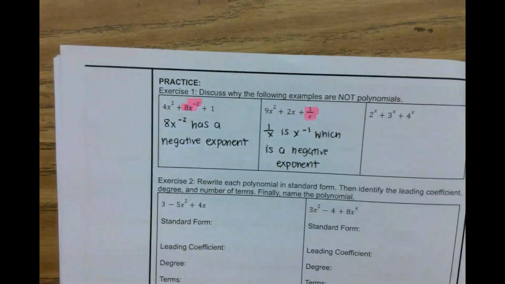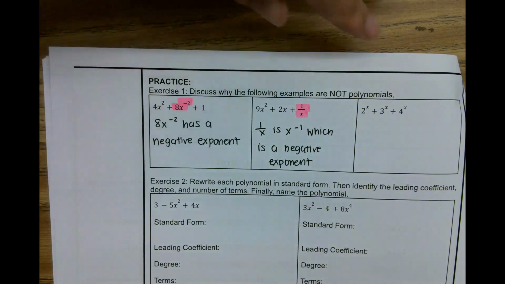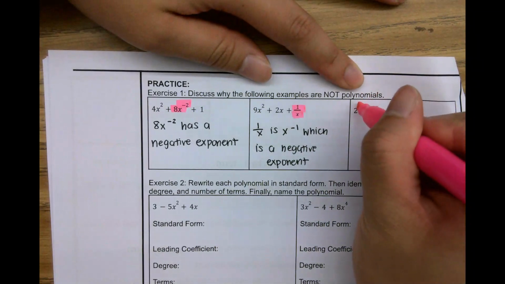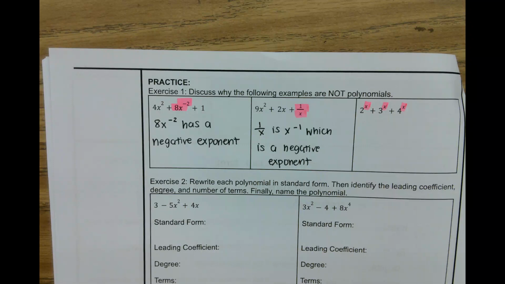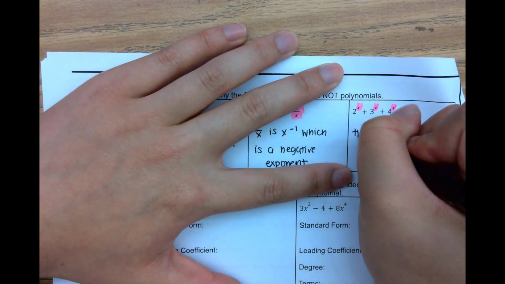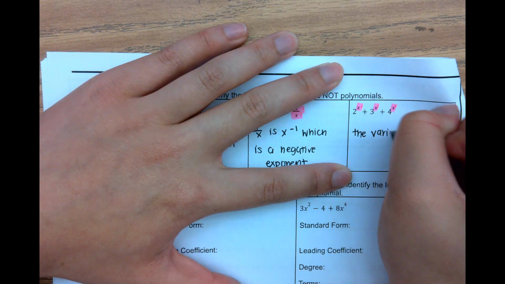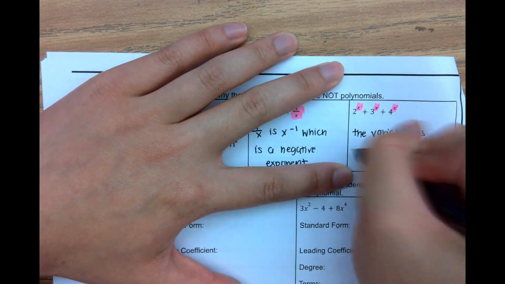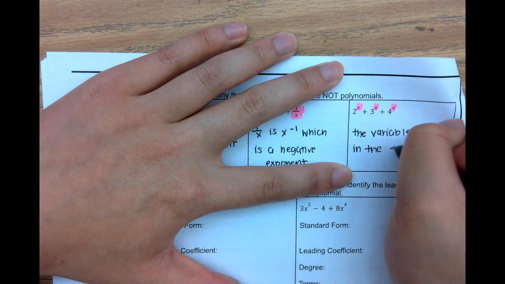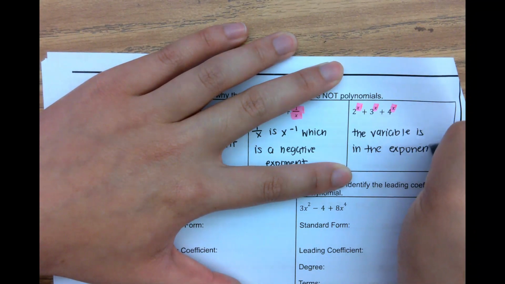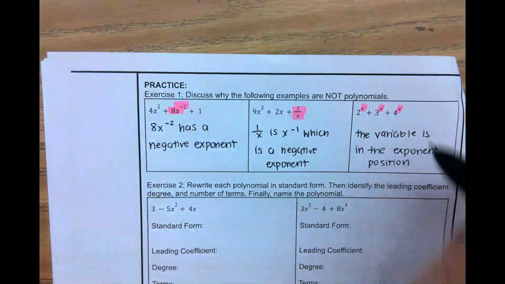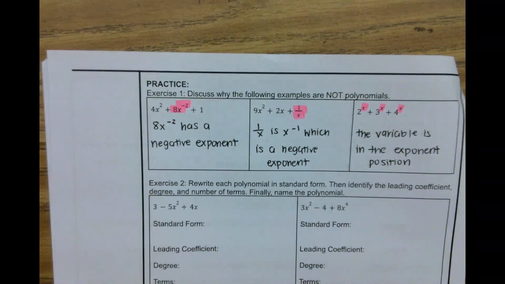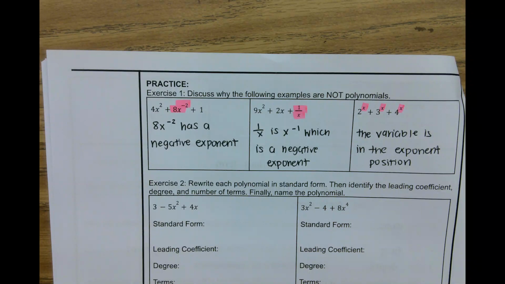In this one here, 2 to the x plus 3 to the x plus 4 to the x, the reason why this is not a polynomial is because our variable, our letter here, is in the exponent position, and so that is why this last one is not a polynomial. So in order to be a polynomial, our exponents have to be whole numbers, like 1, 2, 3, 4, 5, 6, 7, 8, 9, 10, 11, etc.